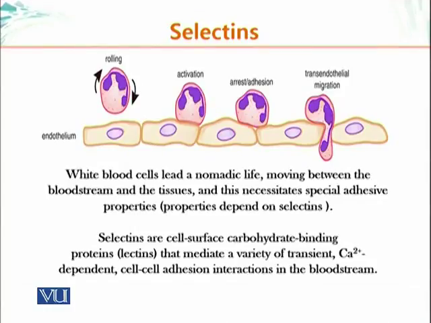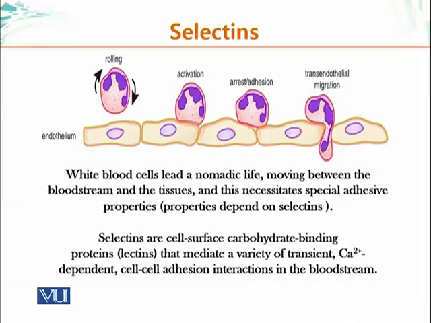For example, white blood cells, they lead a nomadic life. They are never at one place. They move from one place to another by the bloodstream and from one tissue to another. This necessitates that the white blood cells have special adhesive properties, which should allow these cells to stick temporarily. They should engage and then disengage from the cells.